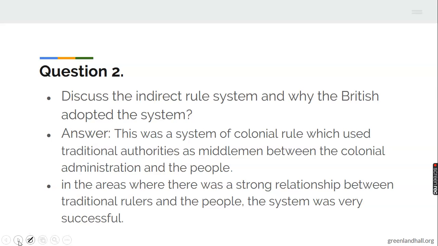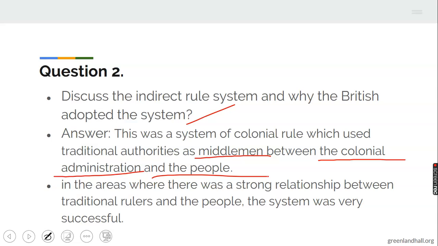Question 2 of the assignment. Discuss the indirect rule system and why the British adopted the system. Answer. Indirect rule was a system of colonial rule which used traditional authorities as middlemen between the colonial administration and the people. In the areas where there was a strong relationship between traditional rulers and the people, the system was very successful.